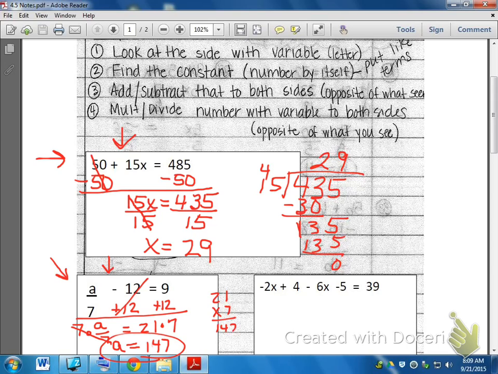This is not as hard as I thought it would be. Yeah, it's not as bad as you think. You just got to follow those steps. You look for the variable, go to the constant term, get rid of it first. You're going to add or subtract, and then get the variable alone.